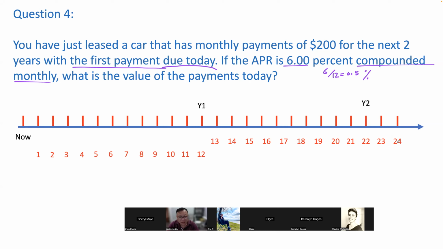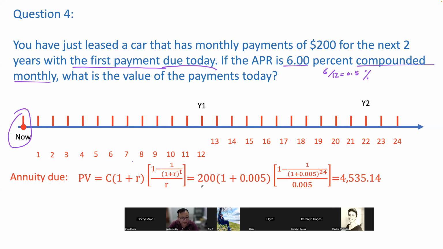Now we should calculate this using a formula. We're going to use the annuity due formula, because the first payment is due today. The formula is like this. C is the payment, which is 200, and because it's monthly, you use the annual 6% divided by 12 months, so it's 0.5% for each month. So 1 plus 0.005. And T is the number of payments for 2 years monthly, so you have 24 payments. So that's the power of 24. And you figure out the value of the payment is $4,535.14. Okay, so this is annuity due.